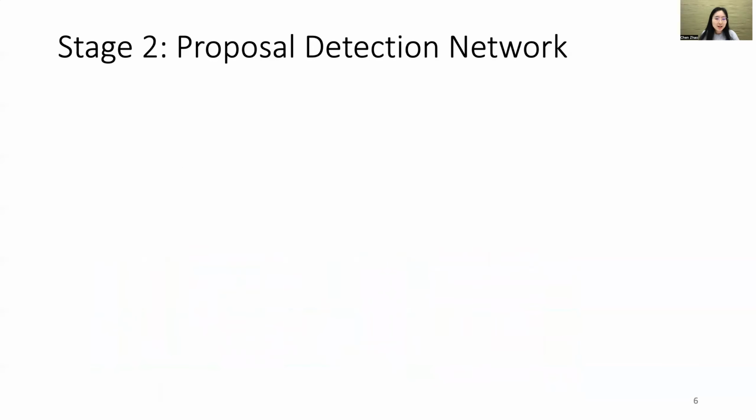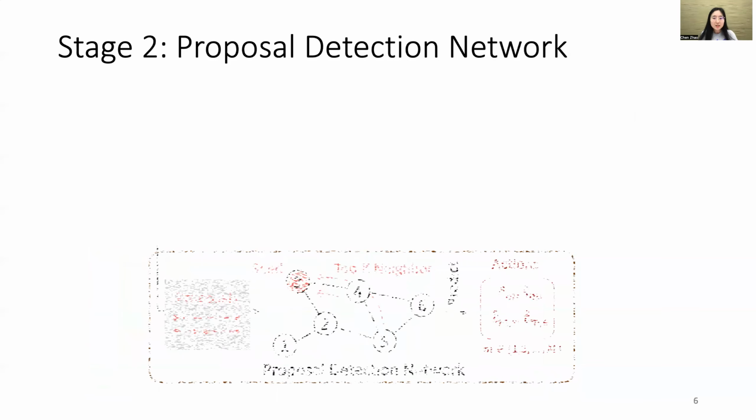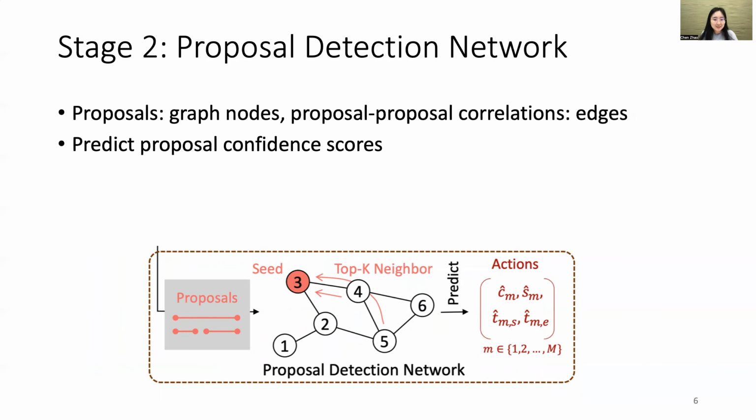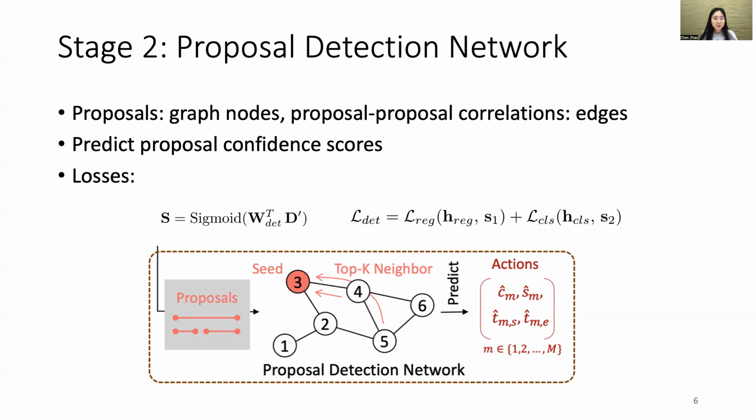In stage 2, the proposal detection network, we construct a proposal-level graph network where each proposal is a graph node, and proposal-proposal correlations are the edges. It predicts the confidence score for each proposal. The losses try to minimize the difference between the predicted confidence scores and their labels.